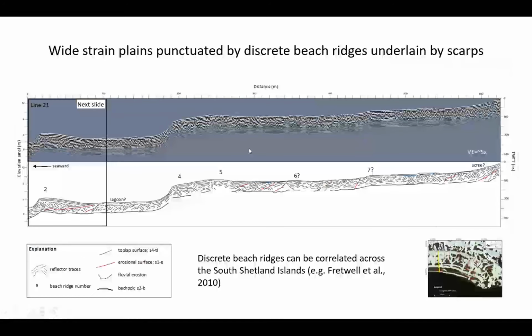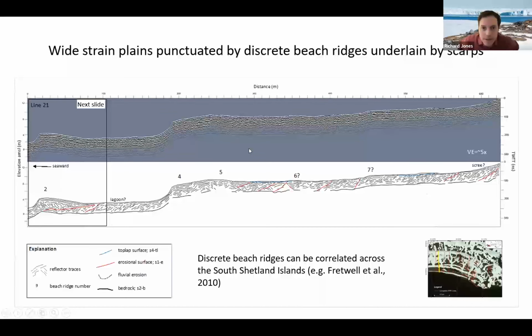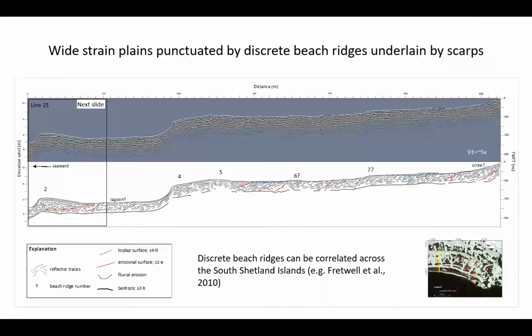Yeah, I'll just read it out so everyone's on the same page. So Pippa asks, how would storm events be recorded in the stratigraphy? Yeah, great question. Thank you, Pippa.